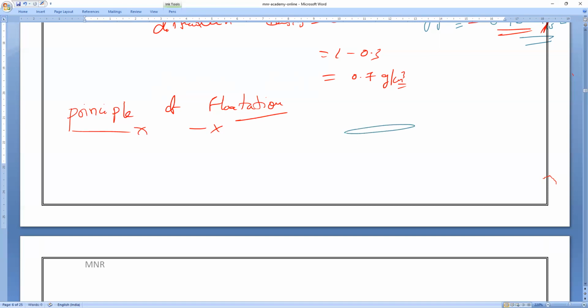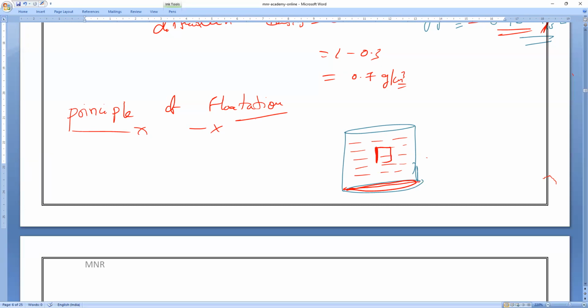If I take a container, some object is kept inside it. Keep in mind, I am assuming the density of the liquid is D or rho. Is it rotation? No, it is a container. Flotation or rotation, sir? Flotation.